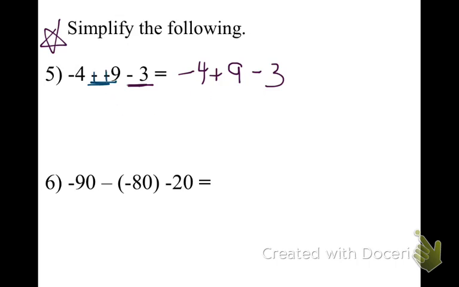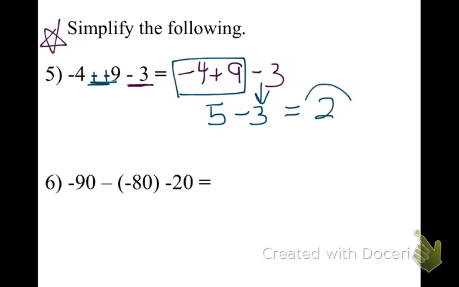So now, let's simplify. Now I have a negative 4 plus 9. That's going to give me 5. My negative 3 still following along, so what's 5 minus 3? My answer is going to be 2. Now, go and write down example number 6 and try to solve it on your own. Now, example number 6. Slightly bigger numbers, still the same exact idea.